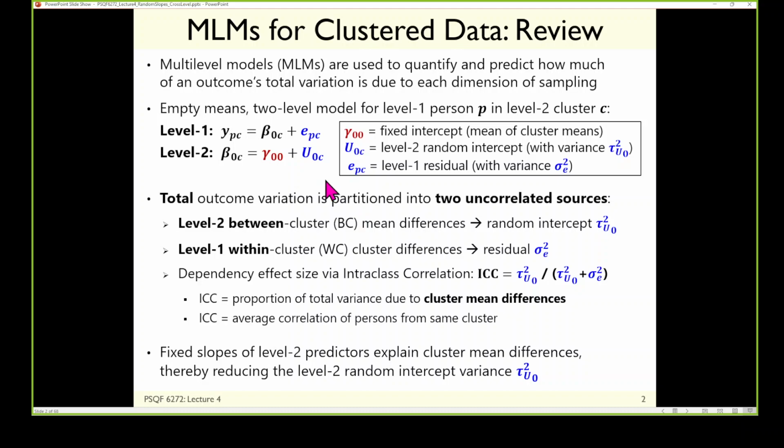And if you want to be able to explain why some clusters have higher means than others, what kind of predictors do you need? If you're interested in explaining why some clusters are higher than others in the outcome, what kind of predictors? Level 1 or level 2? Level 2, yeah, cluster characteristics explain why some clusters are higher on average, things that are constant over the cluster, over the people within a cluster, I should say.